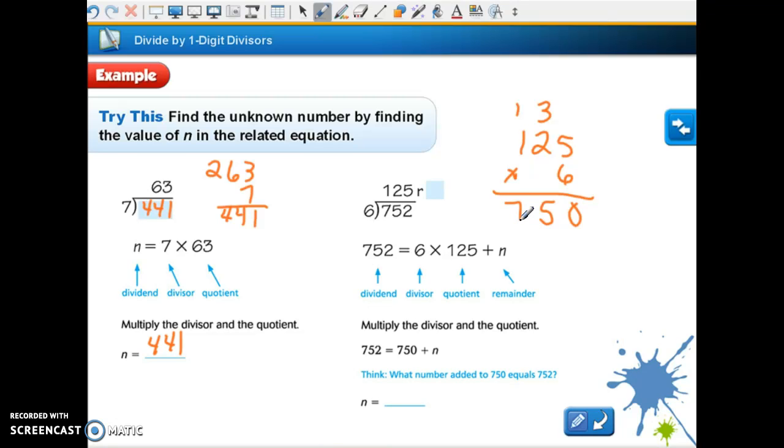What do we need to get our remainder there? We're going to have to take our dividend, 752, and subtract what we got when we multiplied. And that is our remainder. So some of you didn't have to write that down. In this problem, you didn't have to write it down. In other problems, you may need to write it down. So what number added to 750 equals 752? It is 2.